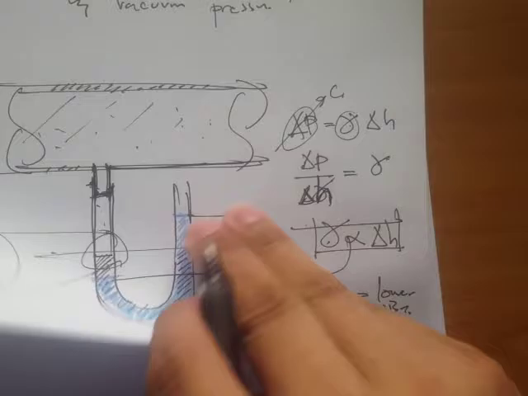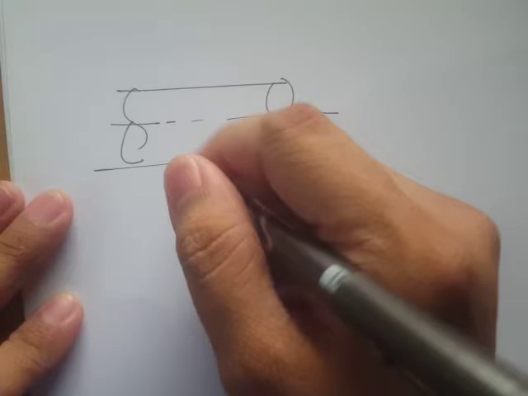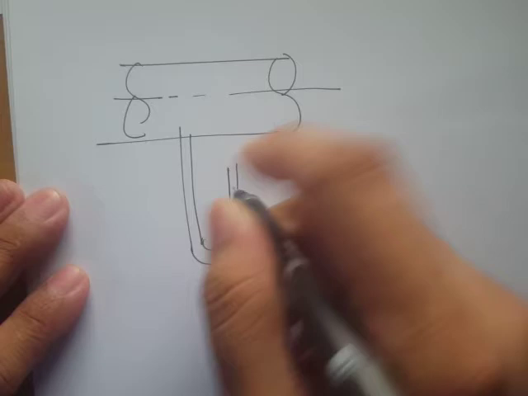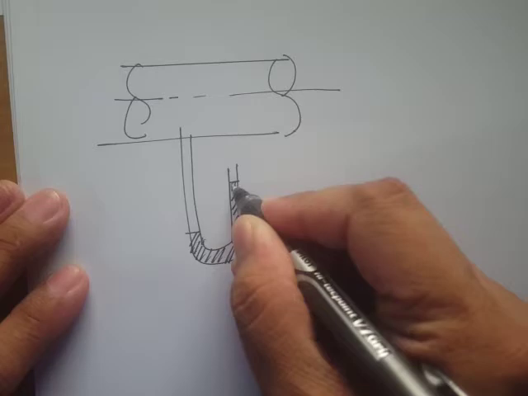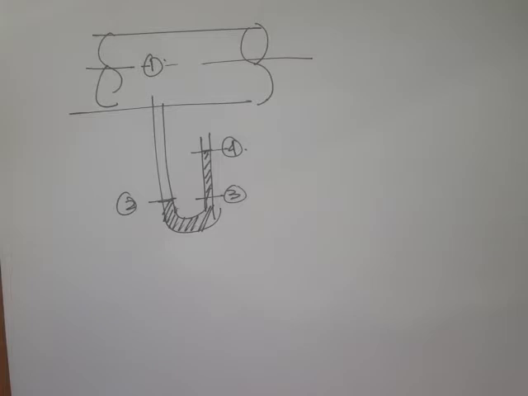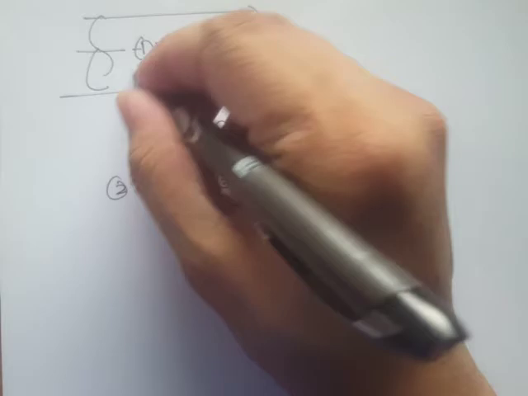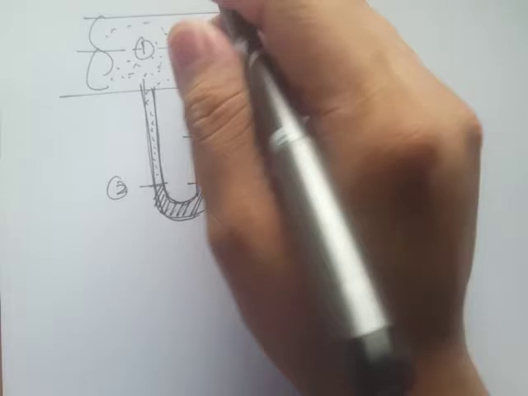Okay, so now let's try to set up the equations. Again, let me draw our figure. This will be our U-tube manometer. Let's say this is our point 1, then this will be our point 2, this will be our point 3, and this will be our point 4. By the way, for a U-tube manometer, one end is exposed to atmospheric pressure. Let's draw some hatch points right here. Okay, so how do we set up the equation?